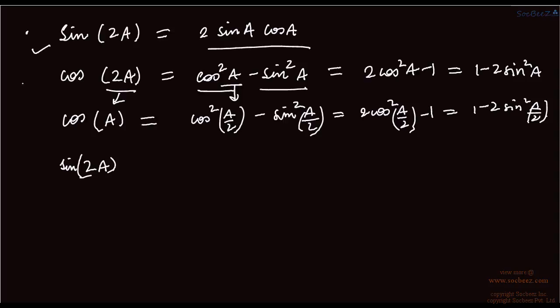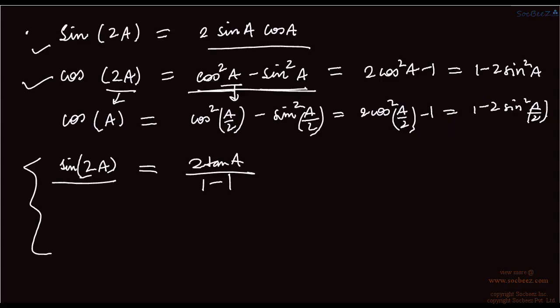These are sin 2A in terms of sin and cos A. This is cos 2A in terms of sin and cos A. And these two, what I am going to do next, are sin and cos in terms of tan. So sin 2A is 2 tan A upon 1 plus tan square A.